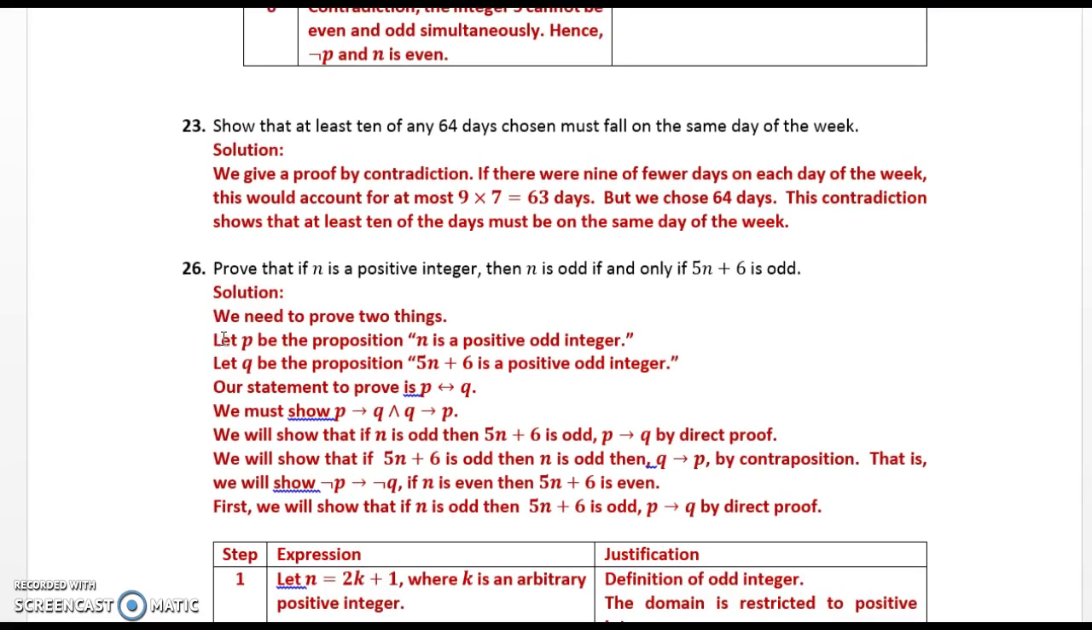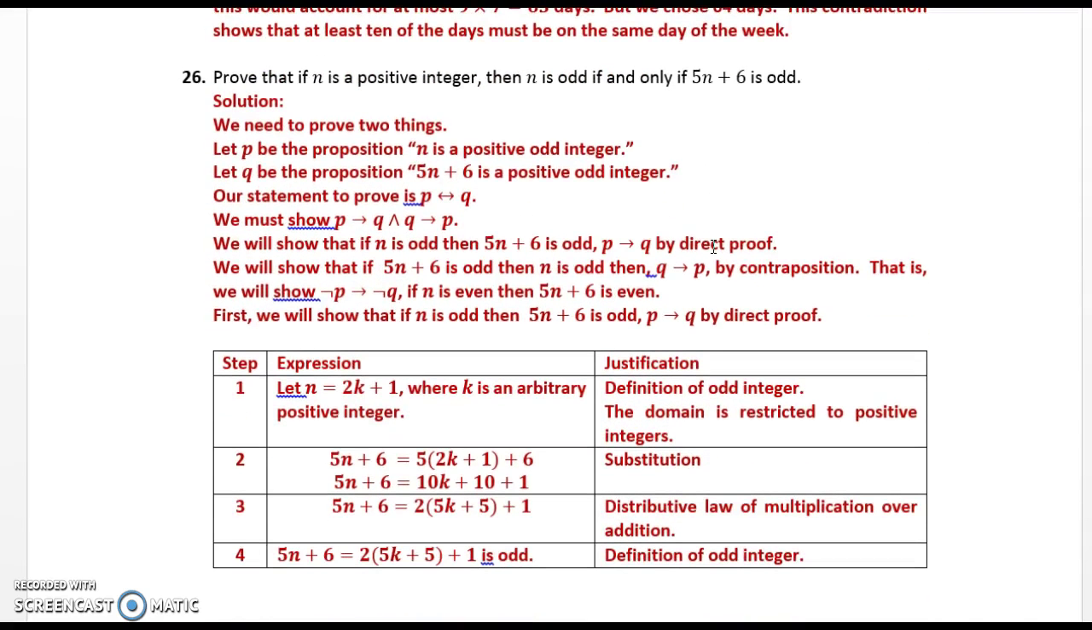Show that at least 10 of any 64 days chosen must fall on the same day of the week. We give a proof by contradiction. If there were 9 or fewer days on each day of the week, this would account for at most 9 times 7 is 63 days. But we chose 64 days. This contradiction shows that at least 10 of the days must be on the same day of the week.